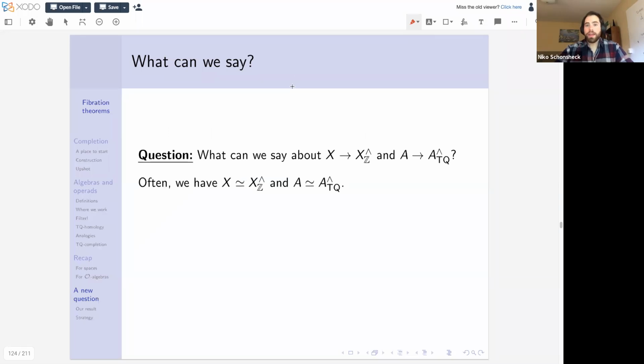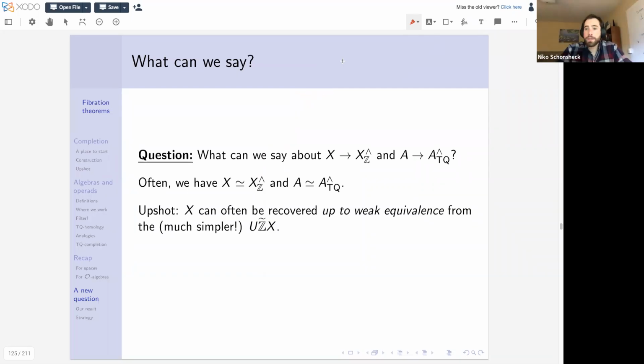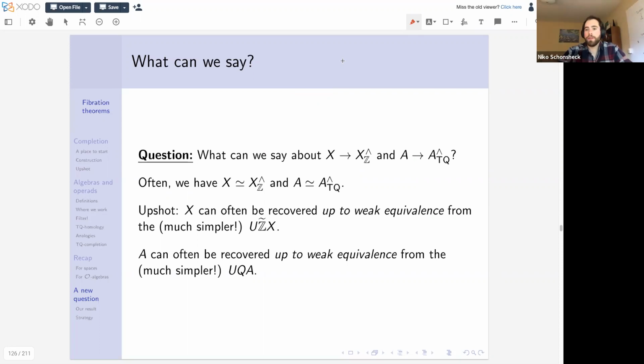The cool thing is that there's often a weak equivalence between these. And that's surprising, at least to me, because this thing is just built out of iterates of these guys, and they only see the homology of X. But somehow I combine them all in the right way, and I recover X, not just up to homology, but up to weak equivalence, up to homotopy. And similarly for TQ, out of these much, much simpler things, if I glue them together correctly, I recover A up to weak equivalence.